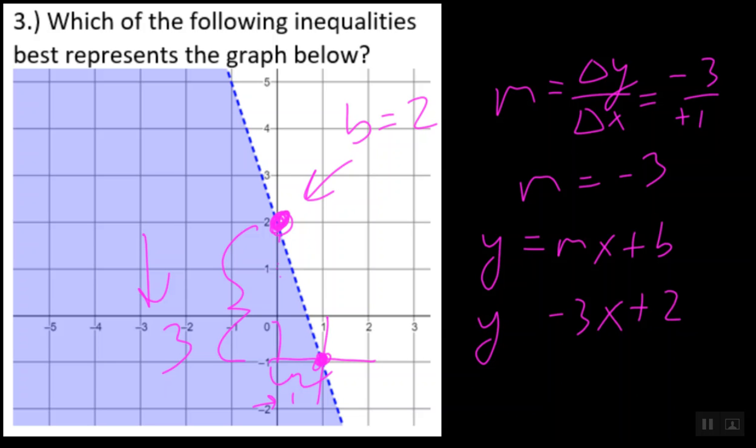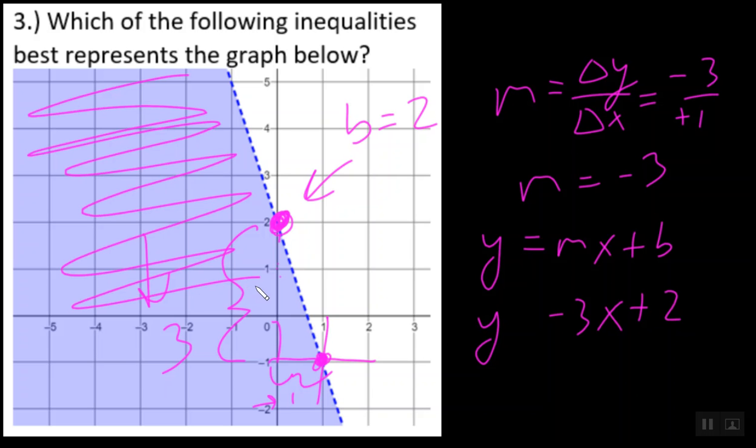Well, now we want to look at this line and ask, is it dotted or solid? And since it's dotted, we know that it's not going to be an equal to symbol. And you see how it's shaded below the line? Well, that is less than.